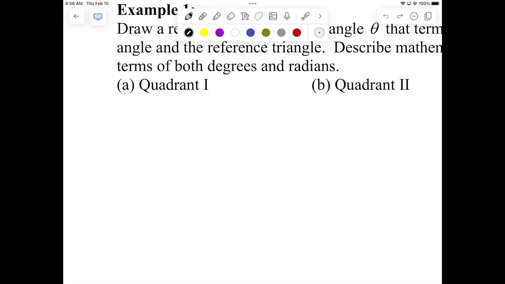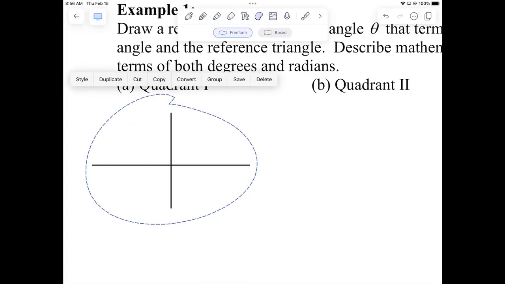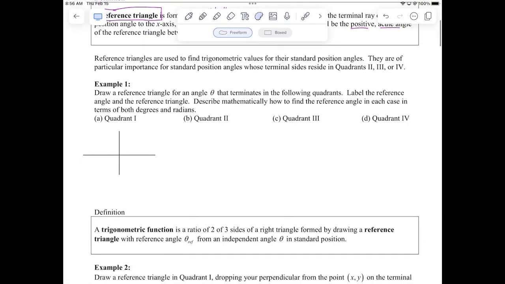So go ahead and draw yourself a y-axis, snap a line if you want. Draw yourself an x-axis, snap a line. I'm just going to copy that so I can paste it. Let me just actually paste it right now.